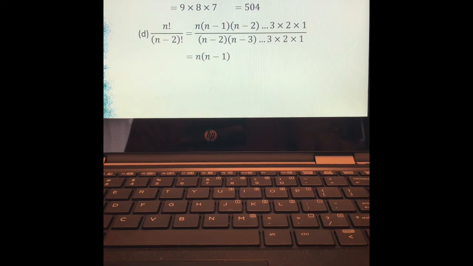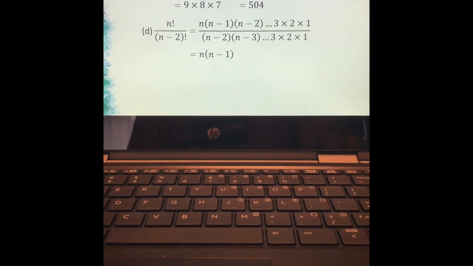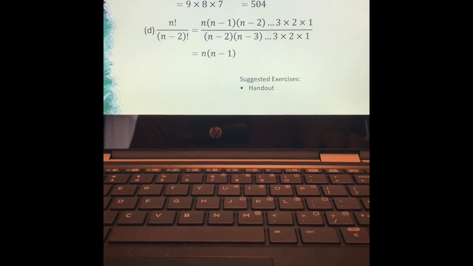The algebra is usually the hardest part. The more you work with it, the easier it gets. And there's a handout that's going to help you work through factorials. And there's your lesson for the day.